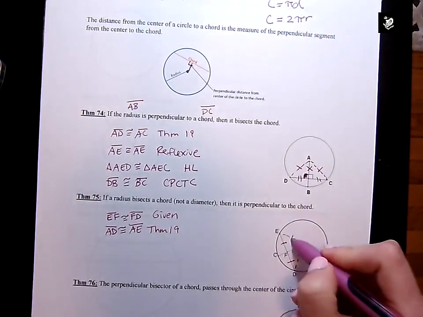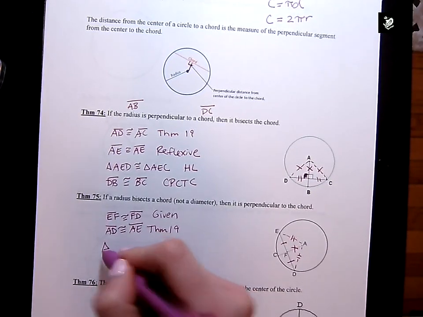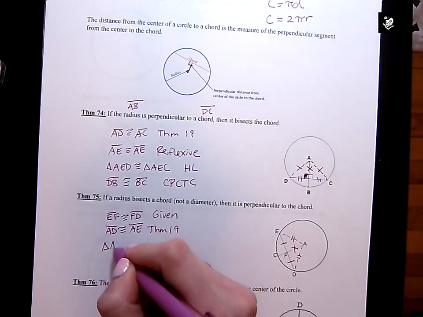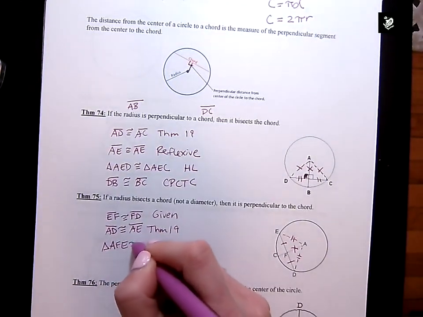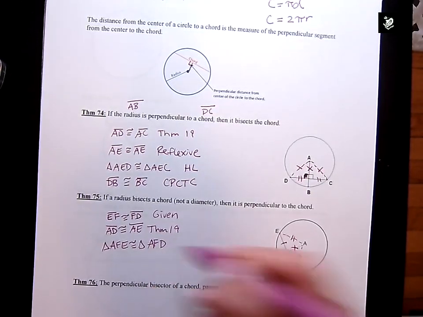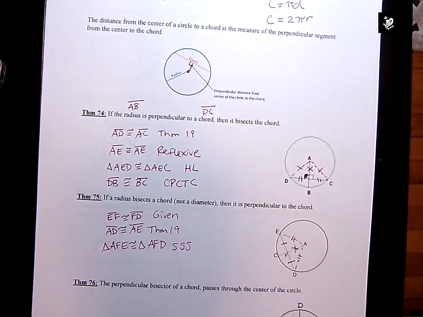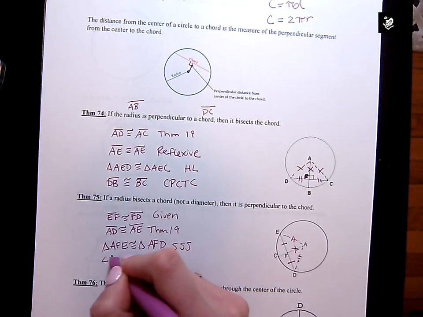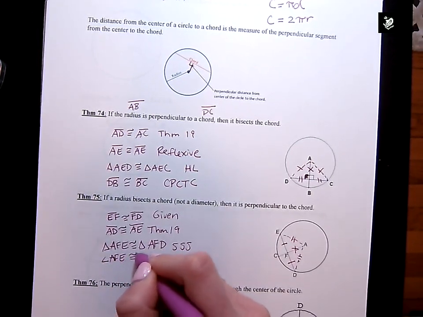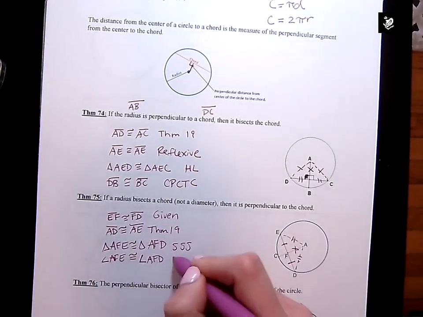Okay, so radii are congruent. And then we've got that reflexive property again. I'm not going to write that one out. But you could see, again, we have two congruent triangles. We've got AFE is congruent to triangle AFD. Not by HL this time, but by side, side, side. So we could say that angle AFE is congruent to angle AFD by CPCTC.